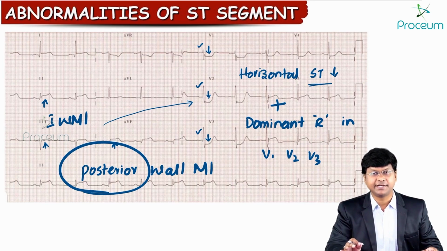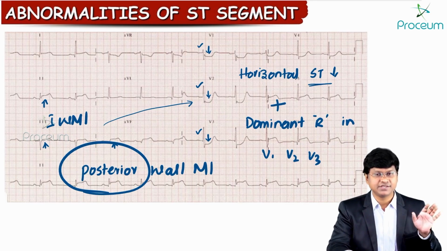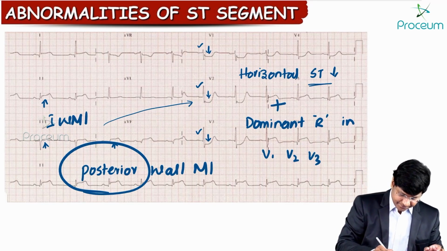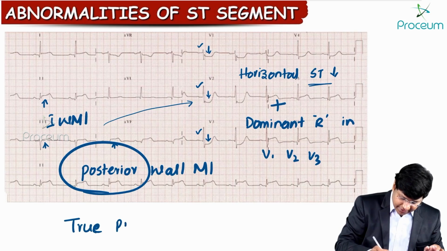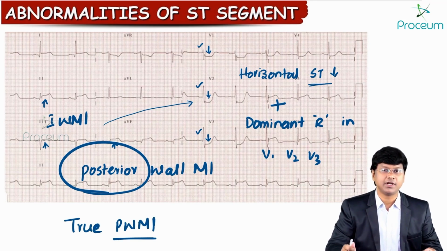In certain clinical scenarios, you have only posterior wall MI, right? Inferior wall MI is not there. And those particular ECGs are called true posterior wall MI.